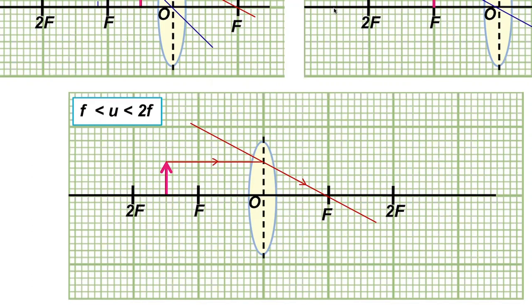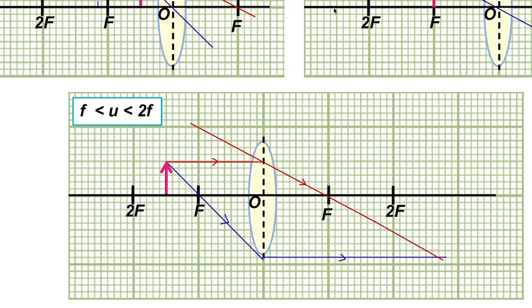From the top of the object, and then it will be refracted to F first, and then parallel with the principal axis. So as you can see here, the red line does not intersect with the blue line. So what you should do is extend the line.